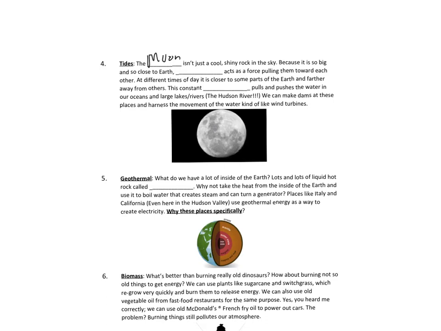Right? So because it's so big and so close to Earth, gravity is a thing. All right? Those two large bodies push and pull on each other. And as a result of that, the moon is stuck in orbit around the Earth all the time. And at different times of day, it ends up closer to some parts of the Earth and farther away from others. The result of that is that this constant force pulls and pushes the water in our oceans and large lakes and rivers.